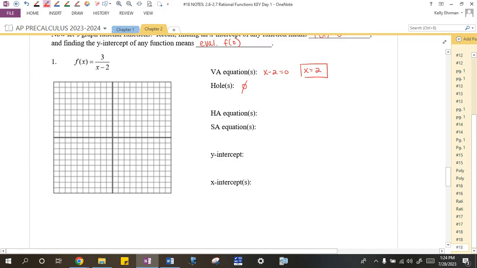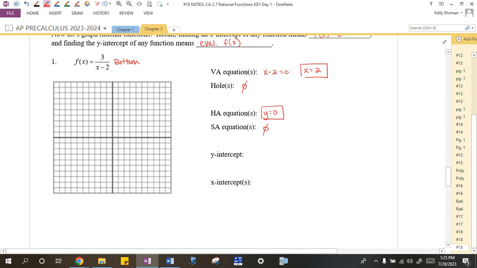For the horizontal asymptote equation, this is bottom heavy, right? There is no x in the numerator, or an x to the 0 if you want to write one in, over an x to the first. So the rule for bottom heavy is y equals 0. And there's no slant asymptote. If there is a horizontal asymptote, there can't be a slant. But remember, slant is only if it's top heavy by 1 degree.